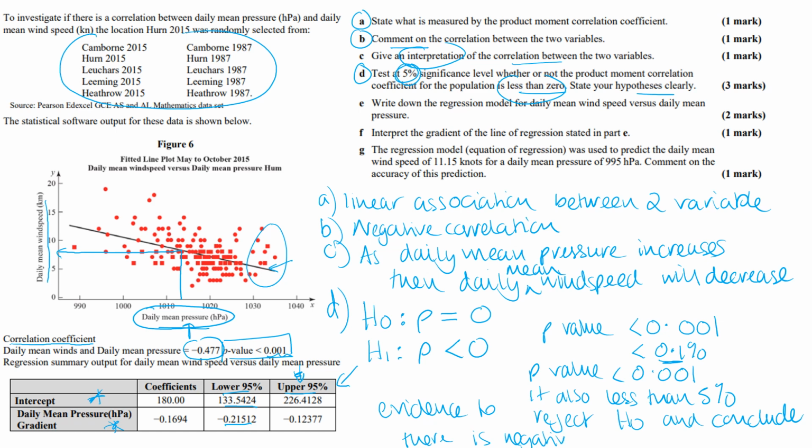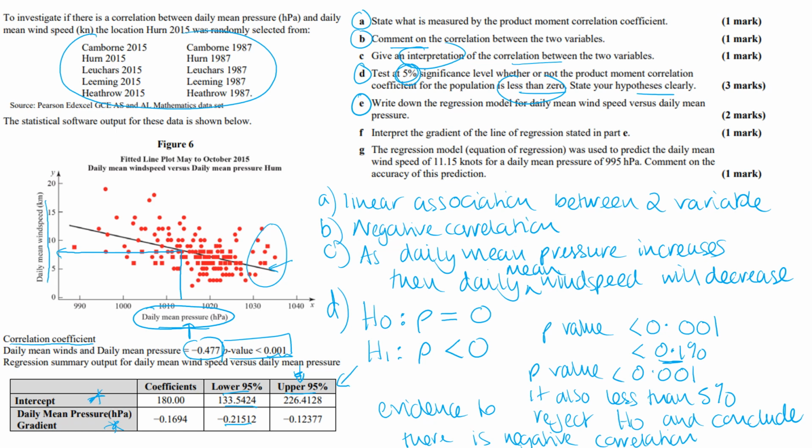I'm going to have a space here, negative correlation. Okay, part E, write down the regression model. So this means just write down the regression line. So the regression line, well, we've got the y-axis intercept of 180.